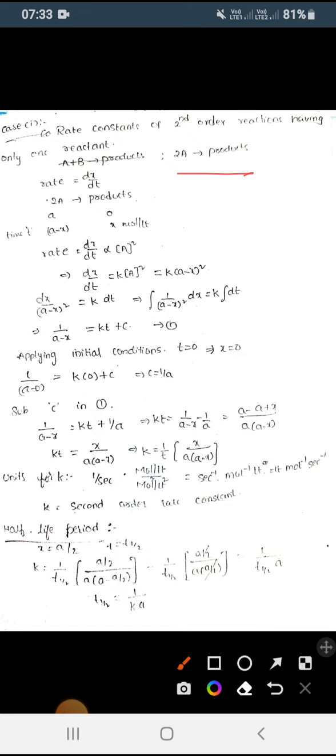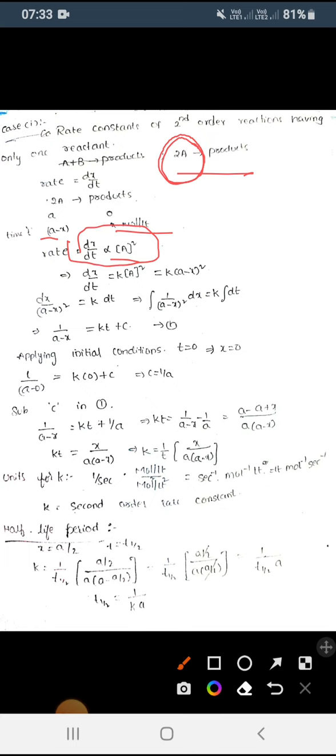What will be the rate of the reaction, dx by dt? At initial concentration, A is present and the product will be 0. At time t, the concentration will be A minus x, and x moles per liter of product. According to the rate of reaction definition, dx by dt is proportional to the concentration of A square. Why are we saying A square? Because it depends upon the concentration of two terms, so it is converted into the concentration of A square.